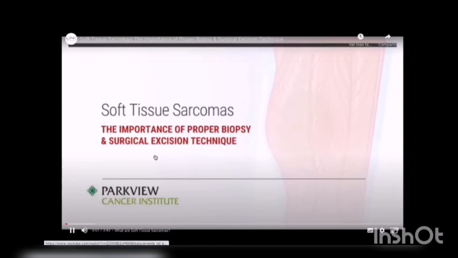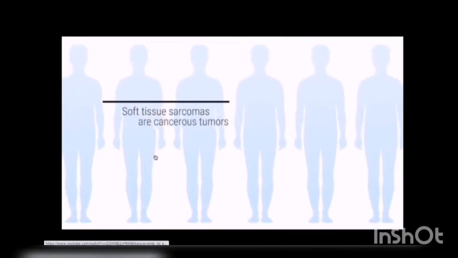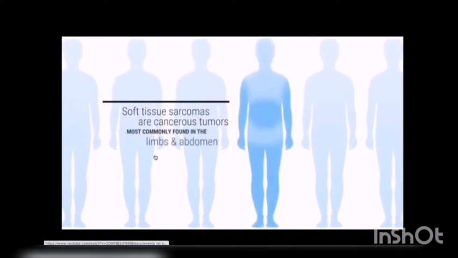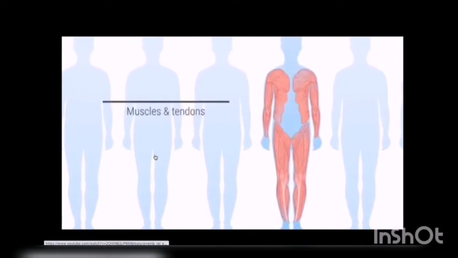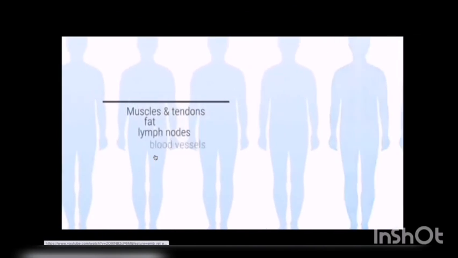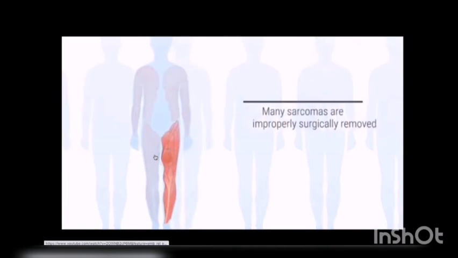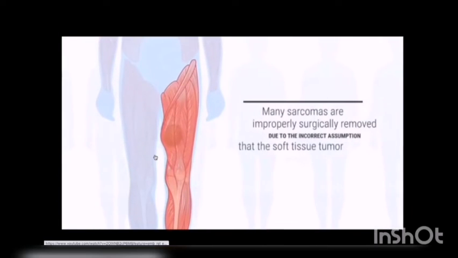Soft tissue sarcomas: the importance of proper biopsy and surgical excision technique. Soft tissue sarcomas are cancerous tumors that can grow in any region of the body, though they are most commonly found in the limbs and abdomen. They grow from certain tissues, such as muscles and tendons, fat, lymph nodes, blood vessels, and nerves. However, sarcomas are rare, while similarly appearing benign tumors are common, which is why many sarcomas are improperly surgically removed due to the incorrect assumption that the soft tissue tumor is benign.